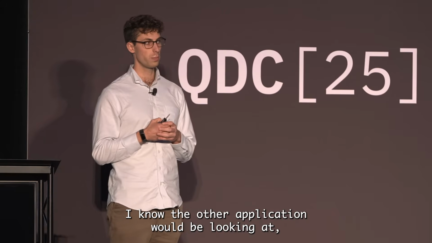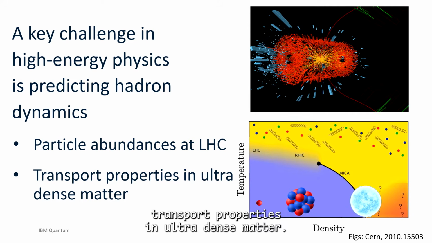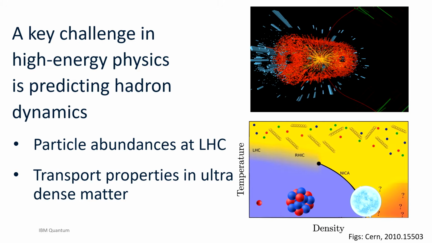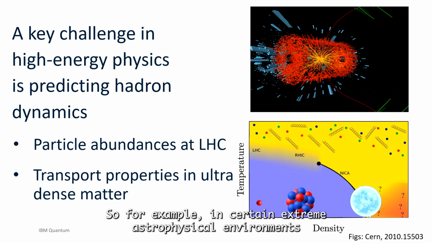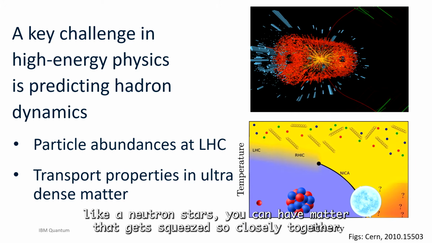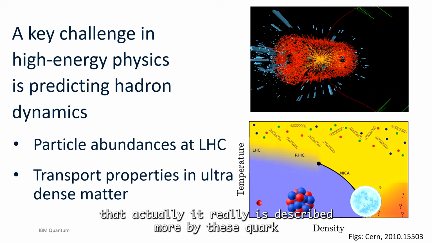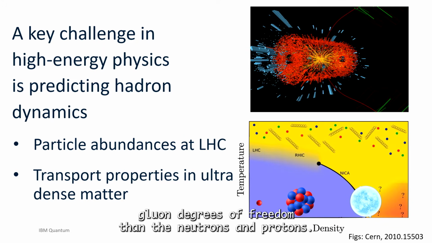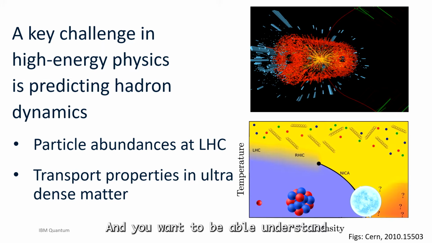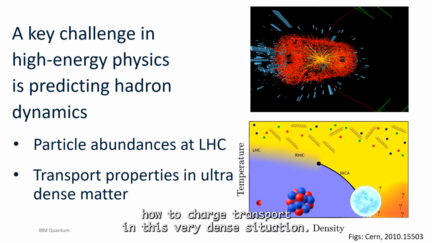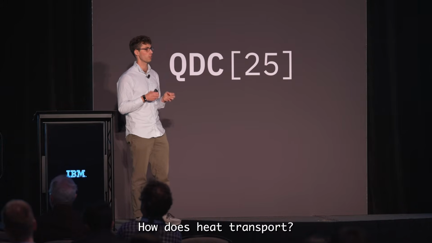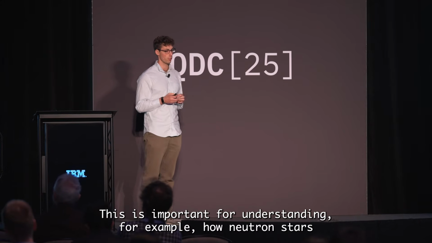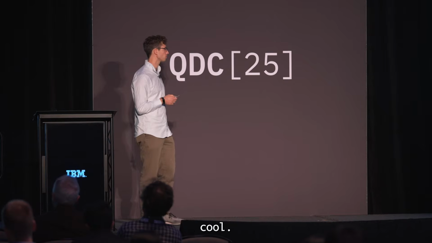Another application would be looking at transport properties in ultra-dense matter. For example, in certain extreme astrophysical environments, like in neutron stars, you can have matter that gets squeezed so closely together that it really is described more by these quark and gluon degrees of freedom than the neutrons and protons. And we want to understand how charge transports in this very dense situation. How does heat transport? This is important for understanding, for example, how neutron stars cool.